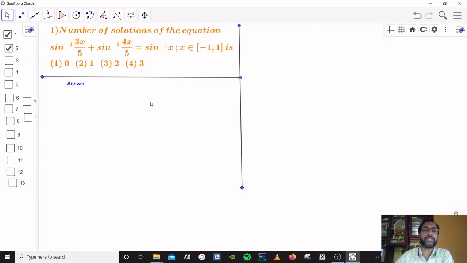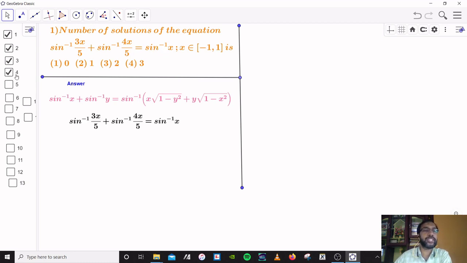We know the result of tan inverse x plus tan inverse y is equal to tan inverse of x plus y by 1 minus xy. Similarly, there is a result for sin inverse x plus sin inverse y. That is, sin inverse x plus sin inverse y is equal to sin inverse of x into root of 1 minus y square plus y into root of 1 minus x square. Let us apply this result on the left side of the given trigonometric equation.